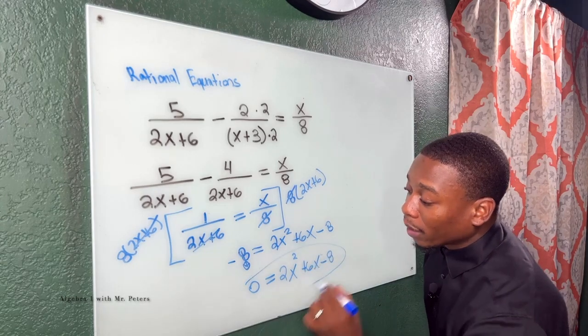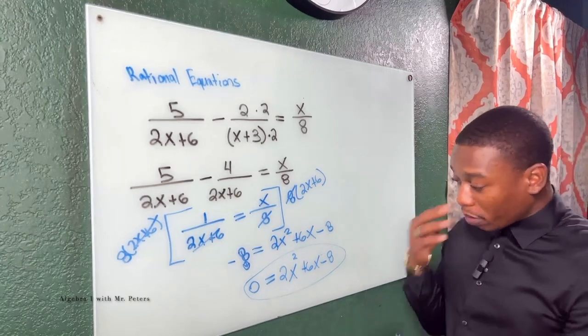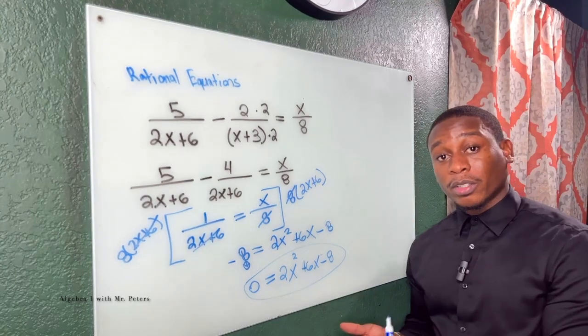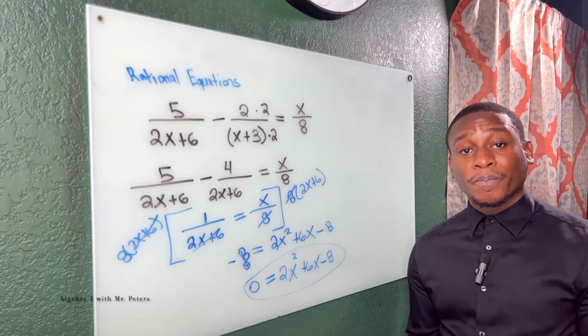Now we're back at the same trinomial that we just solved, math family. So this is another method that we could have used where we cleared the denominator altogether. Really hope that this review was helpful for you, math.